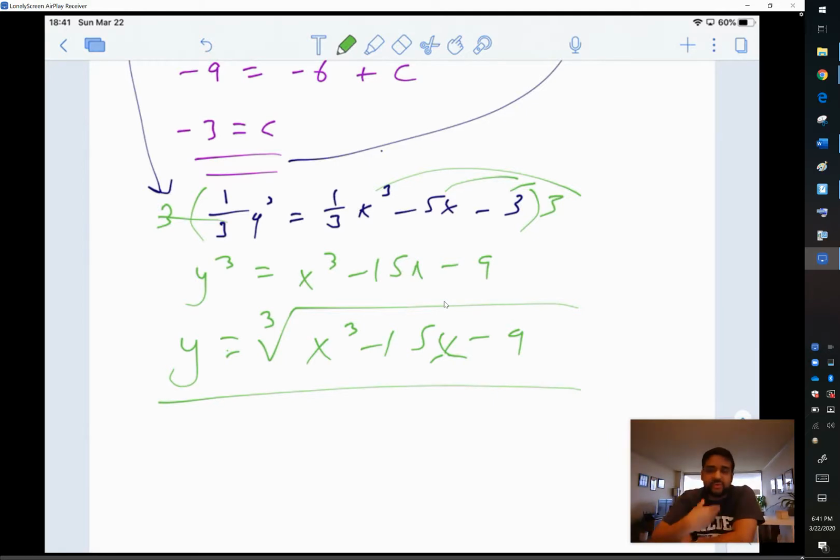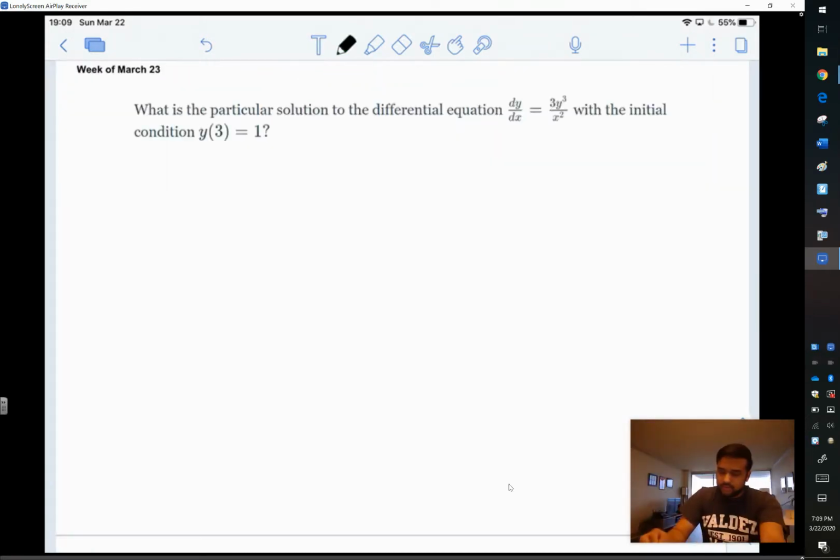And that procedure is really what this video is about. How do you go through the algebra? What are some useful algebra steps that are needed? To illustrate that, let's do another example. This problem reads dy dx equals 3y cubed over x squared. So let's see what we can do.